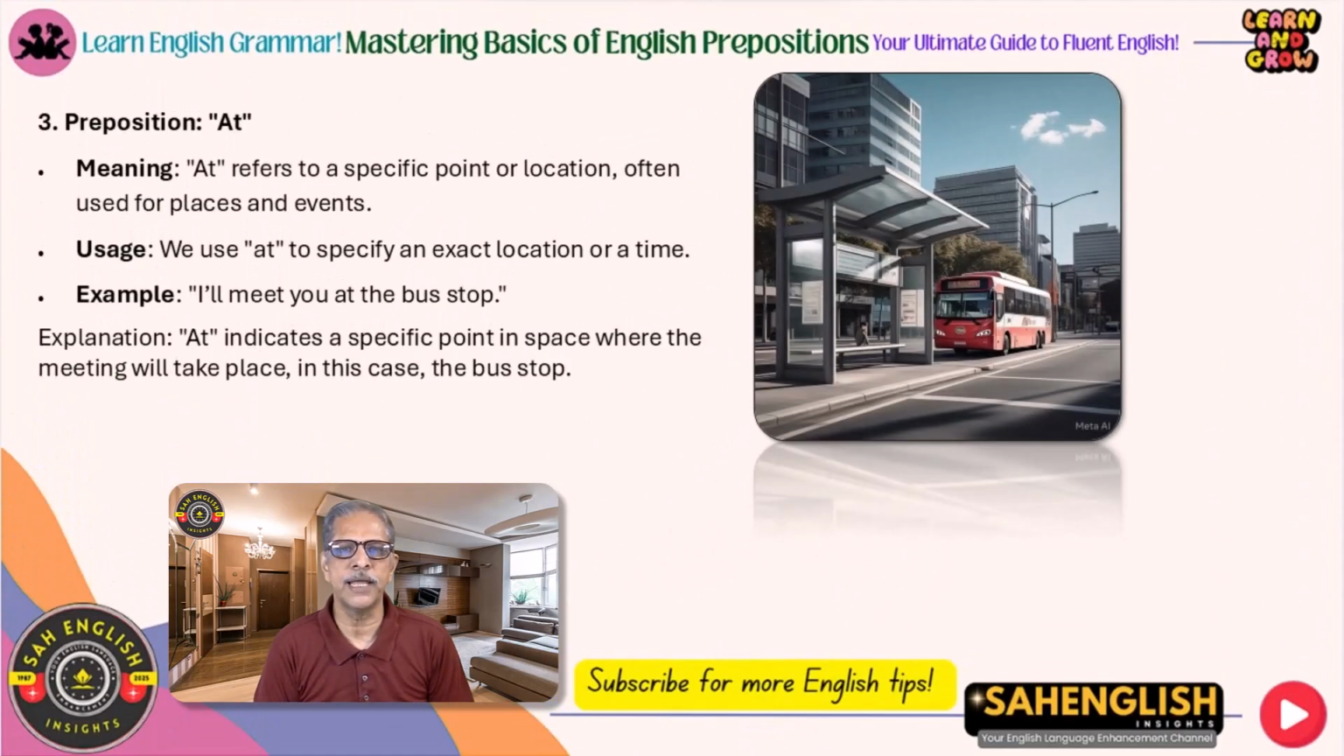3. Preposition at. Meaning: at refers to a specific point or location, often used for places and events. Usage: we use at to specify an exact location or a time. Example: I'll meet you at the bus stop. Explanation: at indicates a specific point in space where the meeting will take place, in this case, the bus stop.